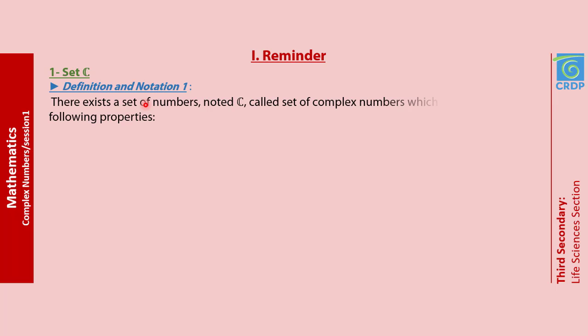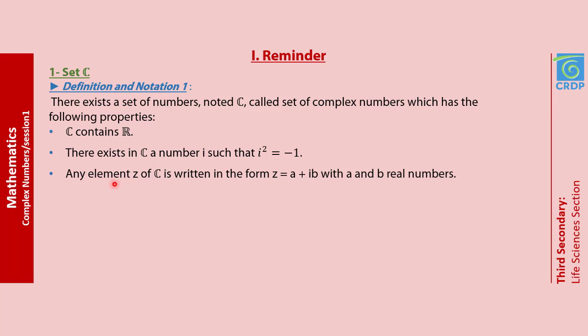By definition, there exists a set of numbers noted by C, which is called the set of complex numbers, having the following properties. The set C contains the set R of real numbers. There exists in C an imaginary number denoted by i, such that i to the power 2 is equal to -1. Any element z of C can be written in the form z equal a plus ib, where a and b are two given real numbers.